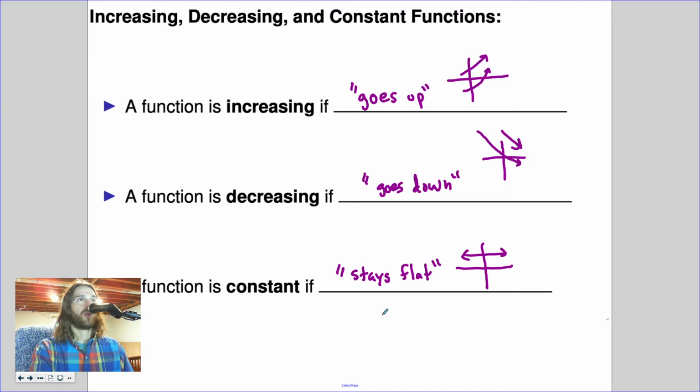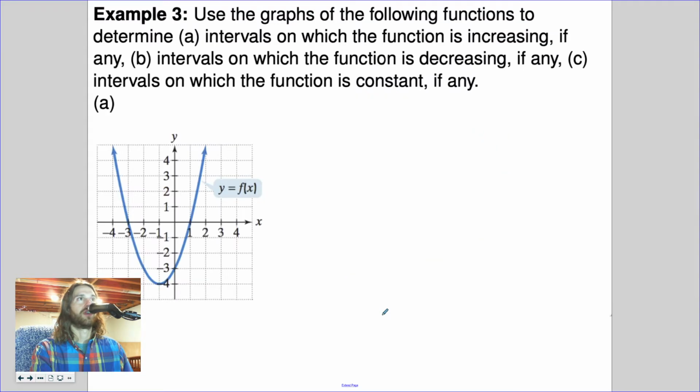Okay, so let's practice finding where a function is increasing, where a function is decreasing, and where a function is constant. So we'll do it with this function first. I'm going to do it in the order of increasing, decreasing, constant. I'm going to represent increasing by the color green. So where is my function increasing? Now we are looking for the x values where it's increasing.